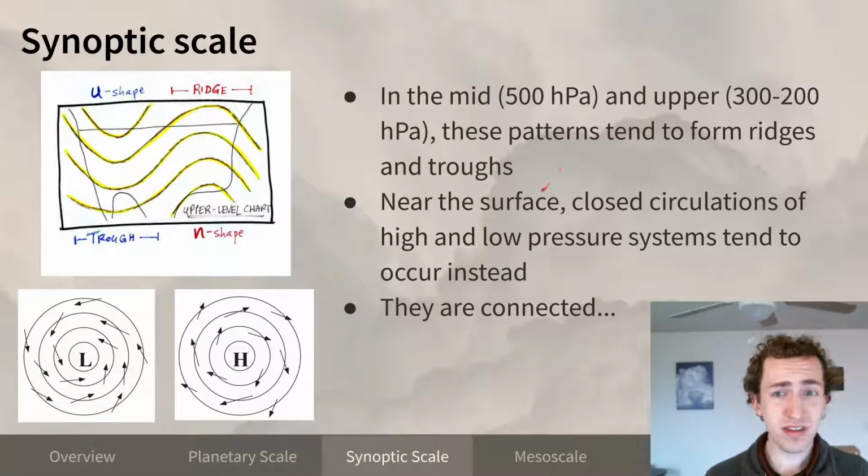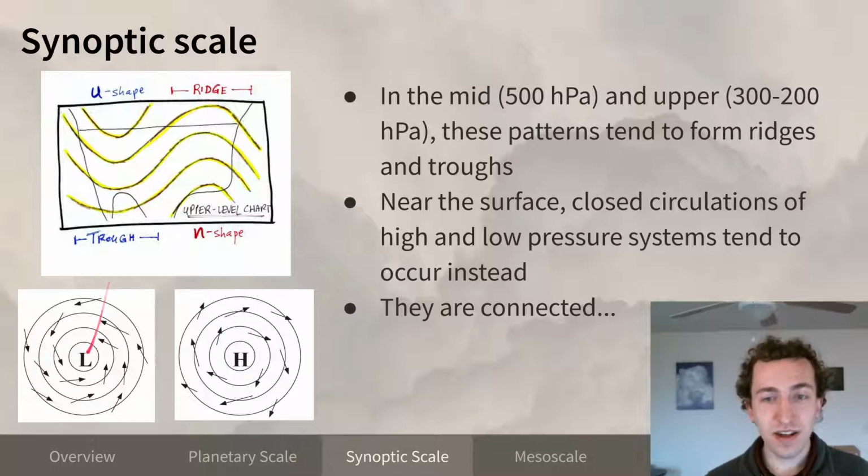But when we go down to the surface, instead of having these wave-like patterns, we tend to get things that are more closed off into circular circulations. We get low pressure systems, an analog to the troughs, that spin counterclockwise in the northern hemisphere. And then we get high pressure systems that tend to spin clockwise. Notice how I line these up and talk very deliberately. They're connected, and we'll touch on this in just a little bit.